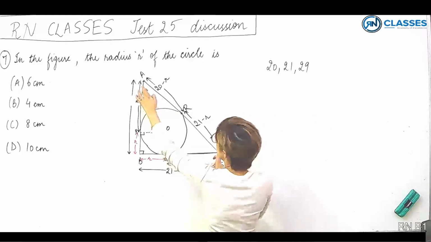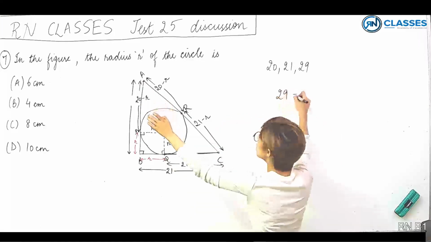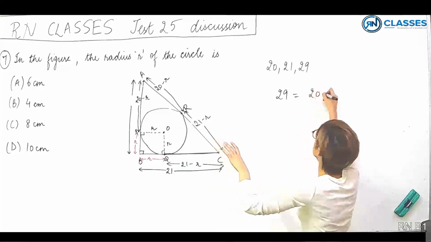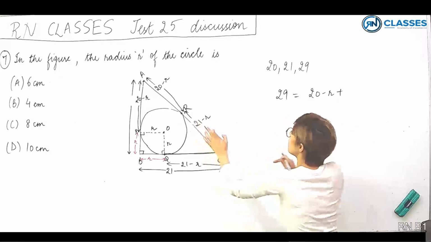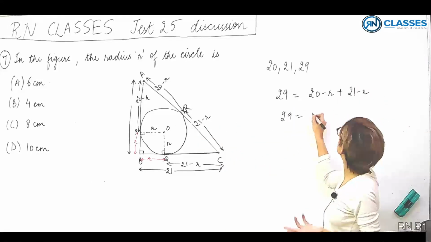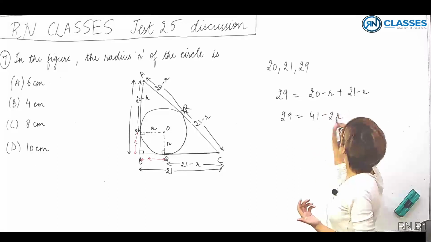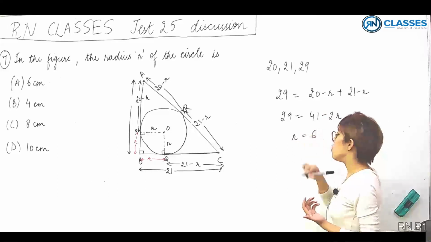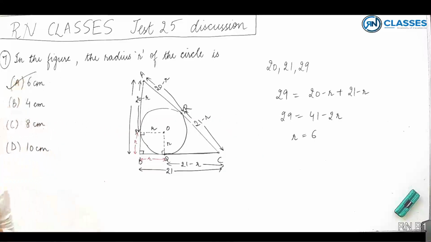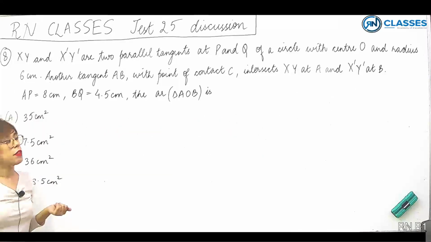Right? Now the entire length is 29. This should be equal to this plus this. This is what? 20 minus r plus this, that is 21 minus r. Right, so 29 is equal to 41 minus 2r. From here you can find the value of r, which turns out to be 6 centimeters. Alright, so the next one.